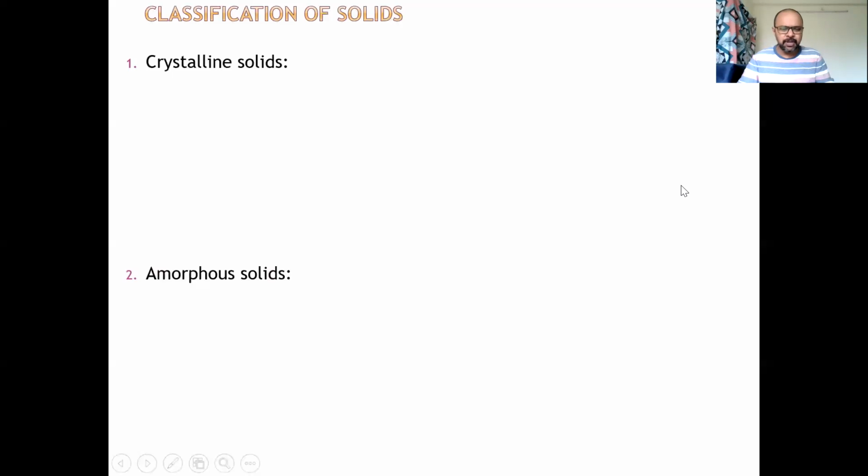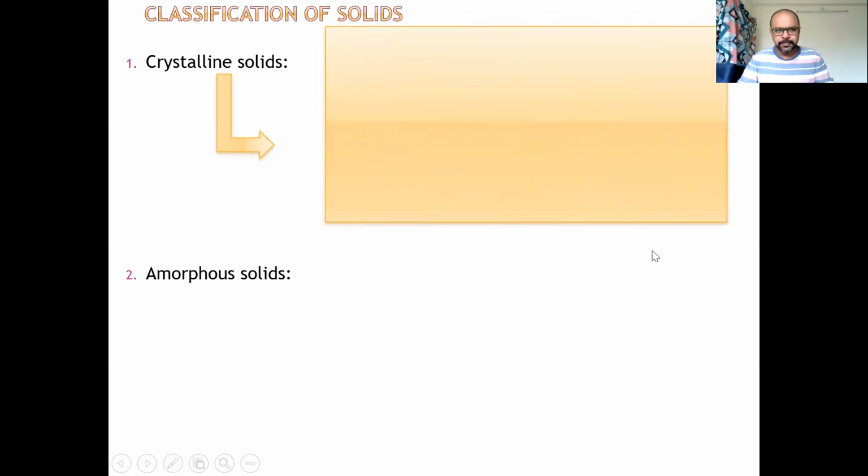Based on physical state of solid, there are two types here: crystalline solid and amorphous solid. The crystalline solid characteristics will be: crystalline solids possess definite geometry, and that geometry is long range. They possess definite geometry, and the geometry is long range.